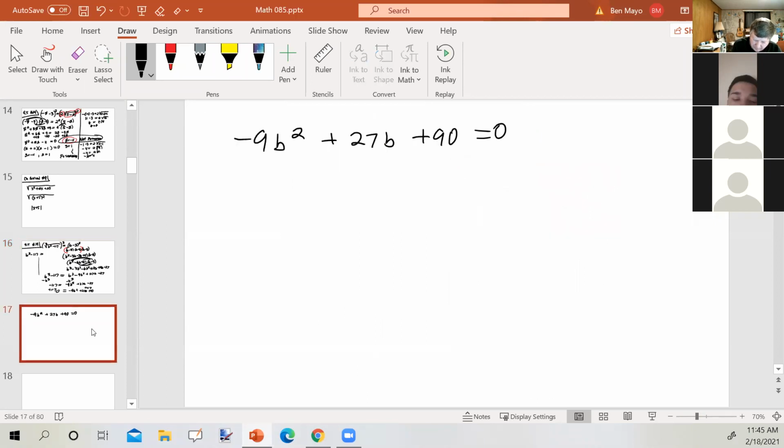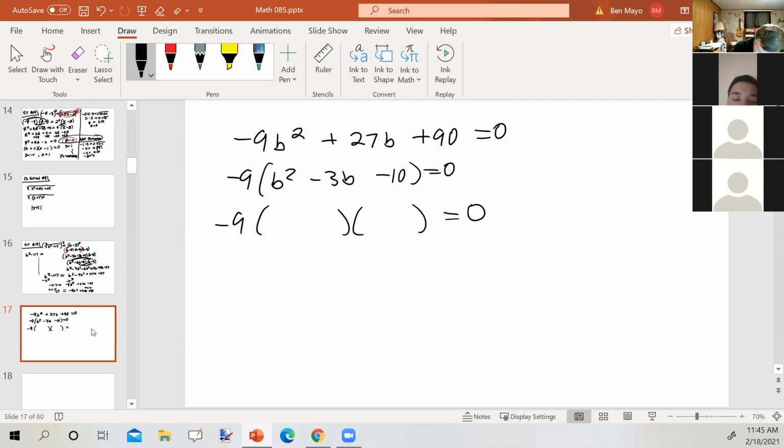Okay, so I get 0 equals negative 9b squared plus 27b plus 90. All right. I could factor out a negative 9, and I get b squared minus 3b minus 10 equals 0, which is negative 9 times b minus 5 times b plus 2. So I get b equals 5, b equals negative 2.